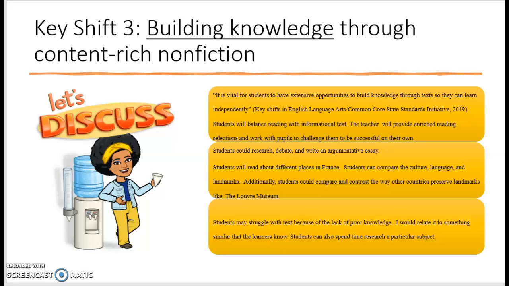Students could additionally spend time doing some research on the subject. The teacher could also give them an assignment beforehand, to let them go home and research since they don't have any prior knowledge on that subject matter.